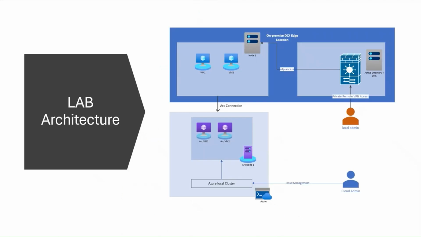Okay, so this is my lab architecture. I have my Active Directory, firewall services, and everything, and also my Azure Local node. I have deployed Azure Local VMs; you can deploy Kubernetes or anything else on it. So this is my lab architecture.